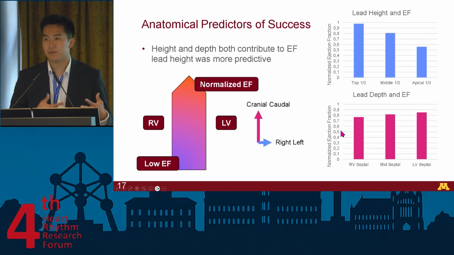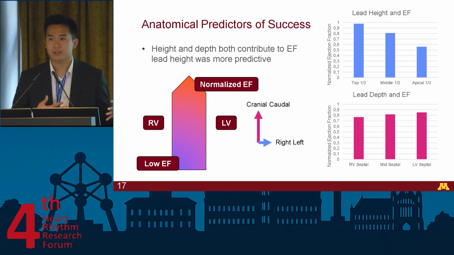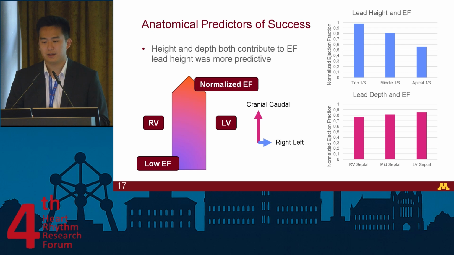And then now, when we relate what we see anatomically, so where the lead was in the septum compared to the ejection fraction itself, we find that lead height and depth both seem to contribute to ejection fraction. However, the lead height was more predictive in this model. And this may not be the case in all patients. However, this is a healthy model in which we try to understand these mechanisms.